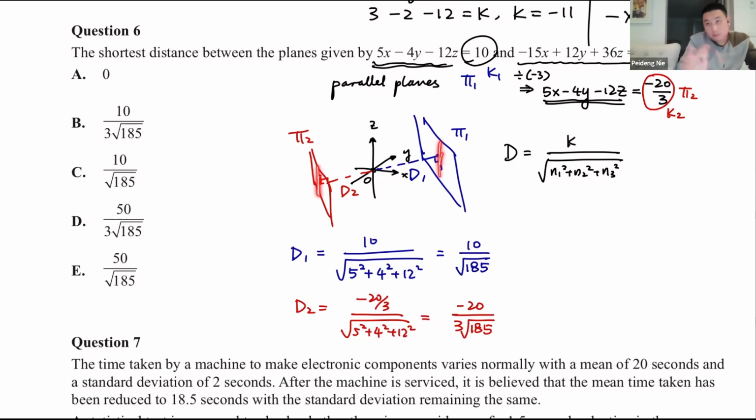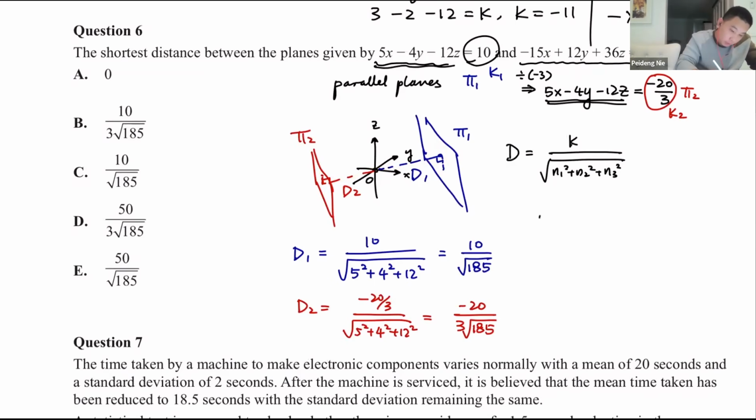From left to the right, for example. So we are adding up these two physical distances. So the final result should be 10 over root 185 plus 20 over 3 root 185, because I'm taking the absolute value of the second calculation here. This is a total distance.